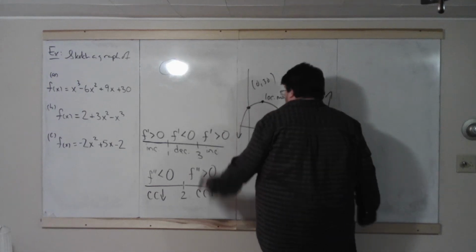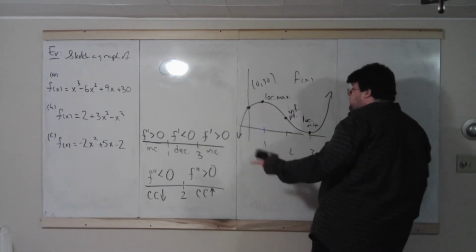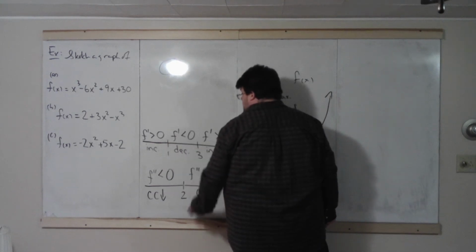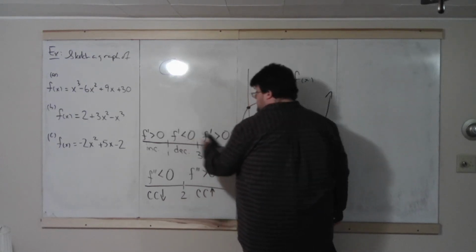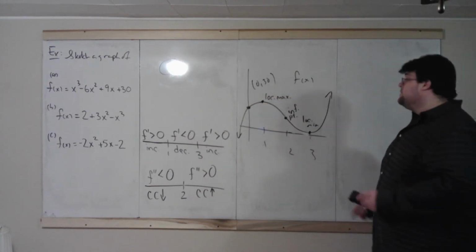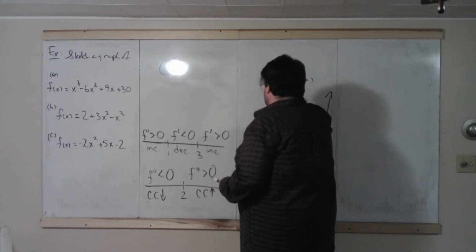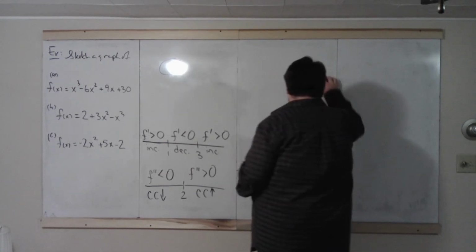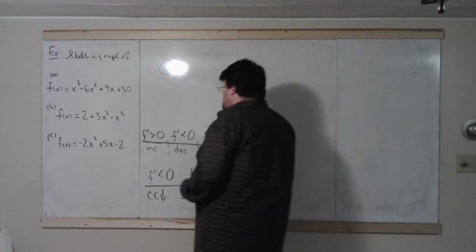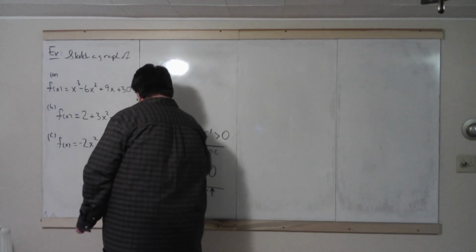Why is this a local maximum? Well, look at the graph, or use the first derivative test. Increasing to decreasing. The first derivative goes from positive to negative. So there are a few different things you could be asked about these beyond just sketching them. Let's do the second one.